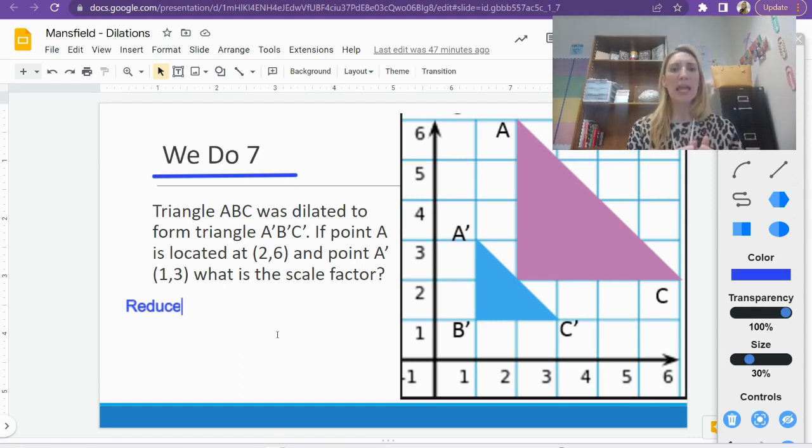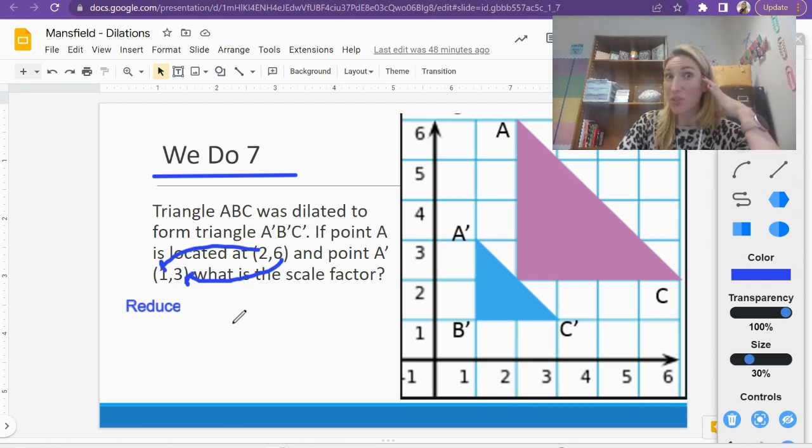All right, so if point A is located at 2, 6, and A prime is 1, 3, what is the scale factor? Guys, now I'm asking you, okay, it's reducing, it's getting smaller. By how much? Is it getting just smaller like a teeny tiny bit? Or is it getting smaller like really microscopic, or somewhere in between? How much smaller is this getting? This is my question. I'm asking for the scale factor. So let's think about that. How does 2 become 1? How does 6 become 3?